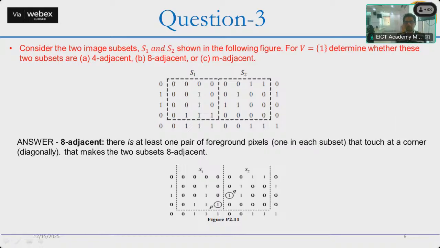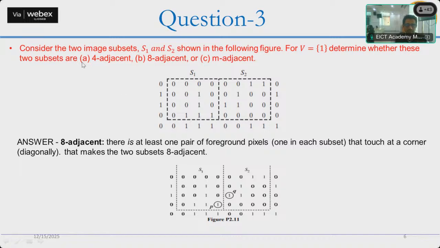Now we come to the topic. In the morning we discussed it and we had some questions, so I decided that we can have some questions on this one. In the morning we took up the topic of 4 adjacent, 8 adjacent and M adjacent. With the help of an example, we are able to understand it easily.